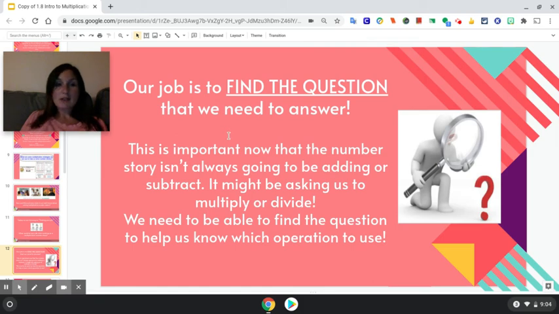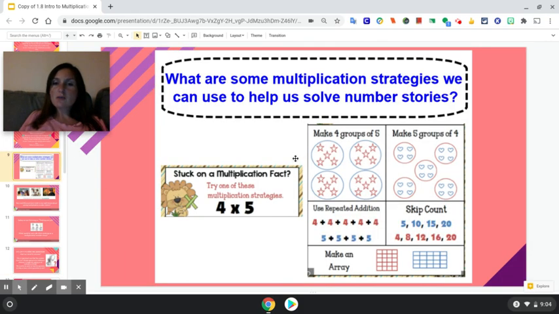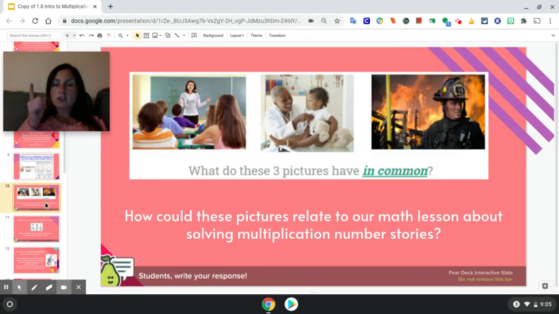Okay, so this is important because the number story isn't going to always be adding or subtracting, right? Okay, we have always known when we've been practicing, it's either adding or subtracting. Well, now it might be adding, subtracting, or multiplying, right? We're even going to get into division. So we're going to figure out which one of those is it. And that's going to be a lot. So we really want to focus and think, what's the question asking? What's my job? What am I trying to do to help solve this problem? Okay, so that's going to be our job today. You're going to be using these strategies of multiplication and finding your job to help us do that. And I'm going to show you that in the model in just a little bit.